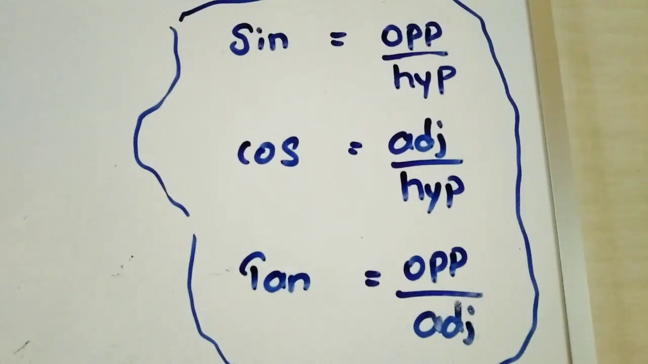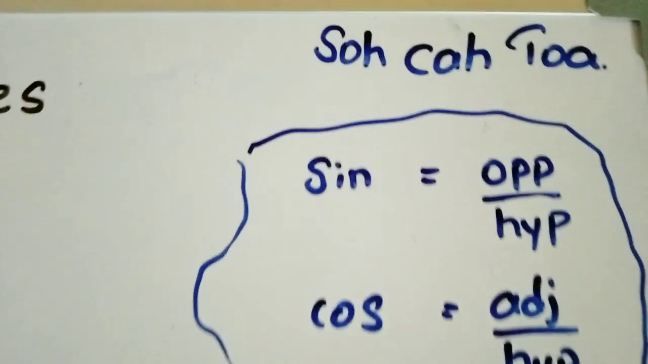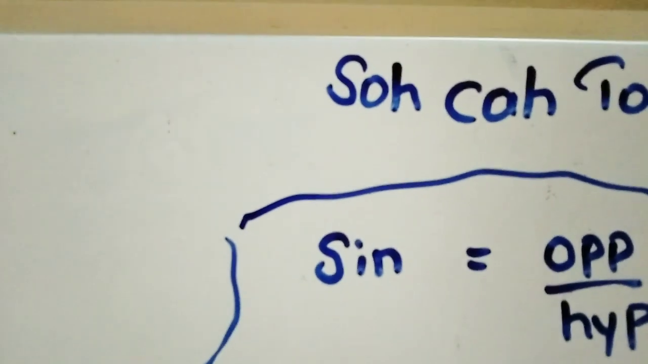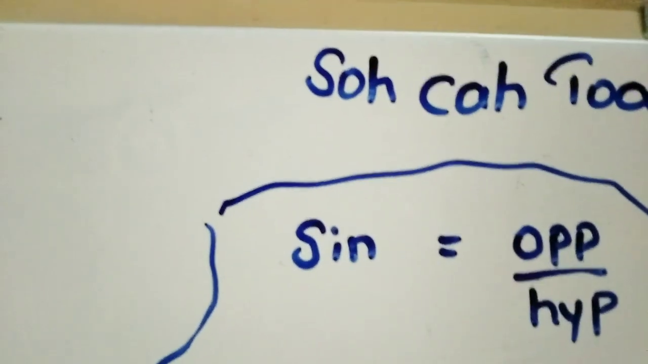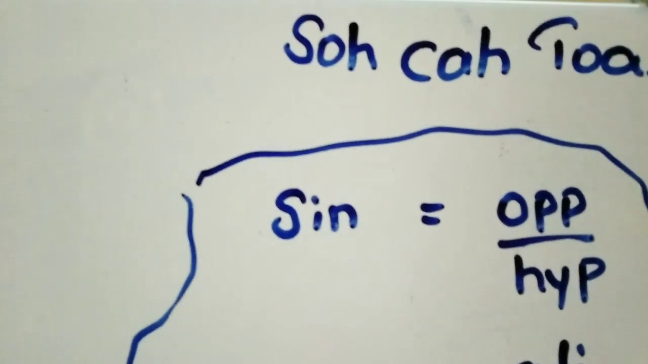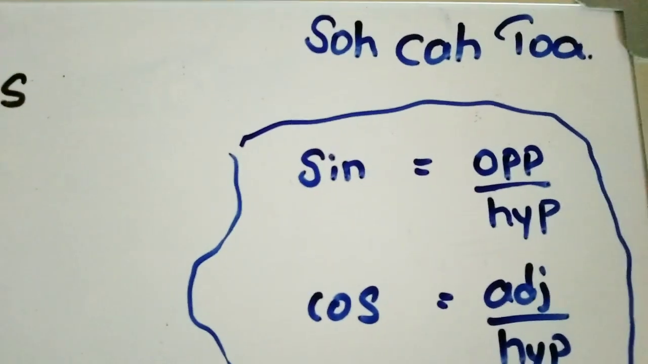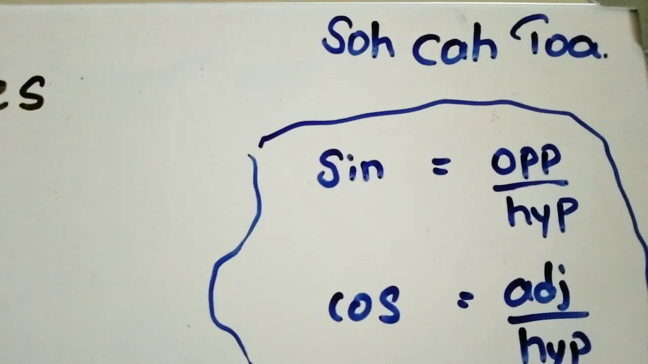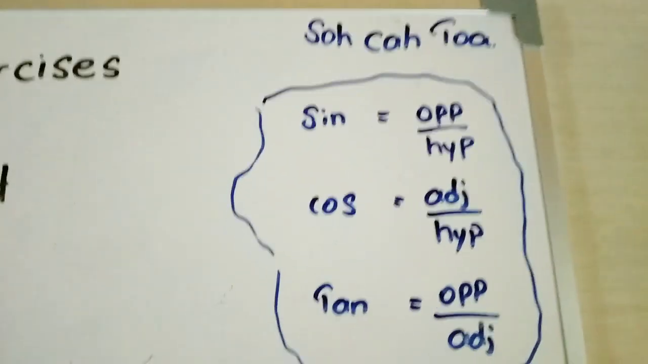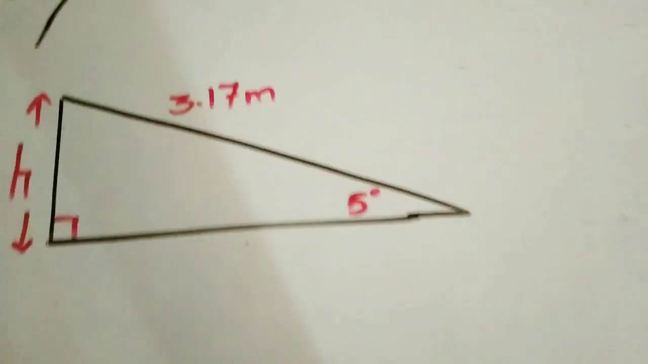How can we find this height? By using sine, cos, tan ratios. Can you remember this term? SOH CAH TOA. Here S represents sine, O represents opposite, H represents hypotenuse. Same like that, C represents cos, A represents adjacent, H represents hypotenuse. T represents tan, O represents opposite, A represents adjacent.